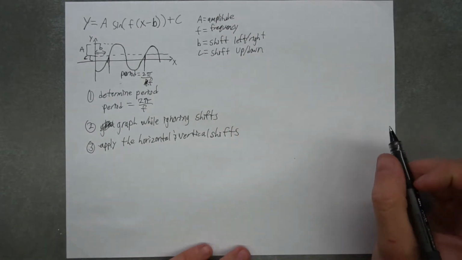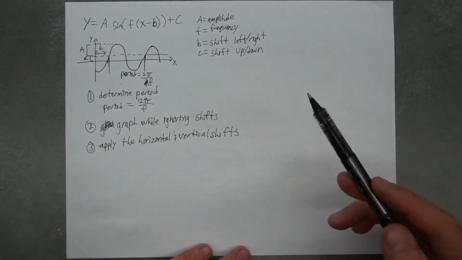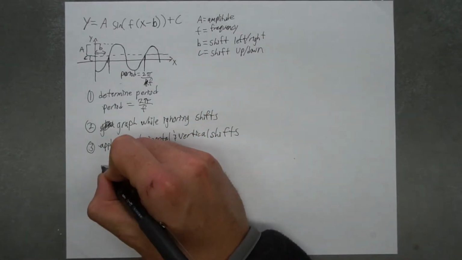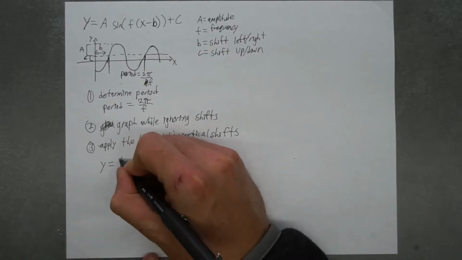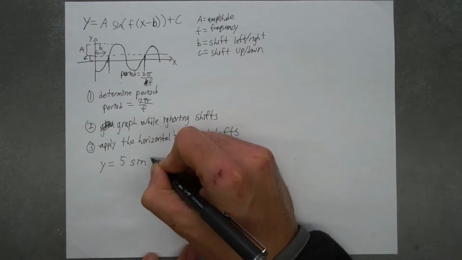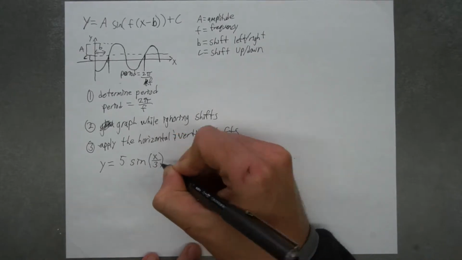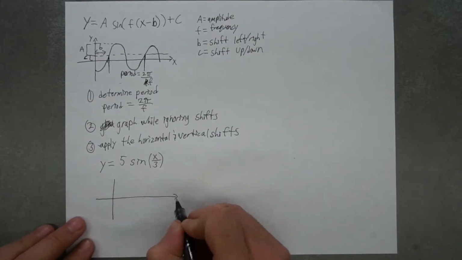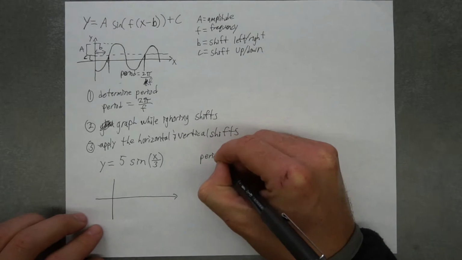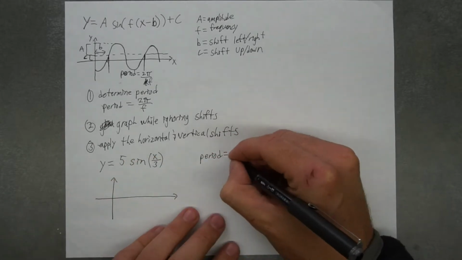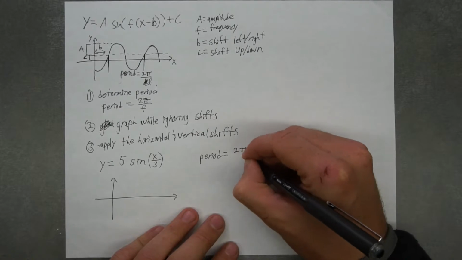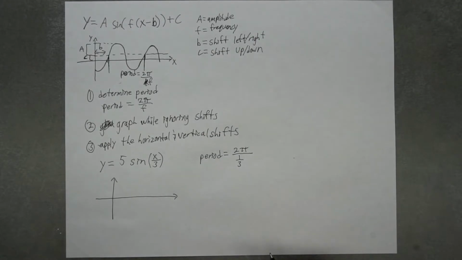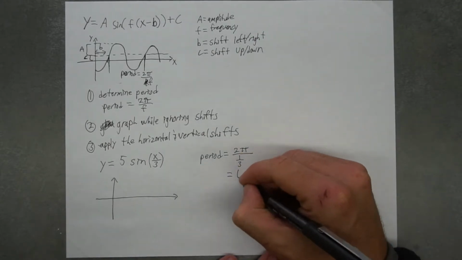Let's start out with an example. In the first example, I'm going to set my b and c to 0, and we're going to have an example such as y equals 5 sine of x over 3. In this example, the first thing we will determine is the period. The period is going to be 2 pi divided by 1/3. 1/3 is the coefficient of x in this case. So this is going to equal 6 pi.